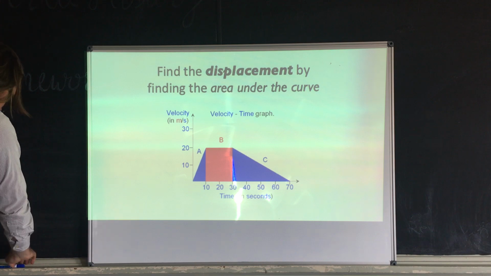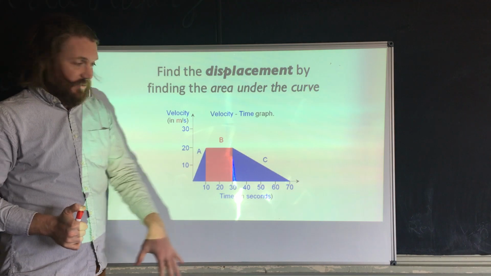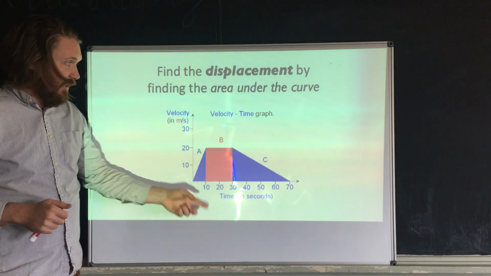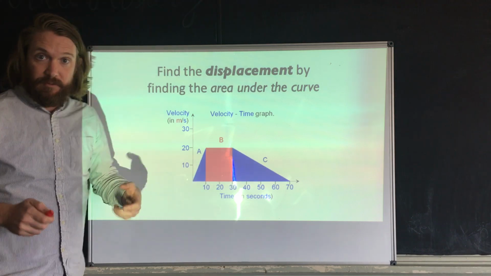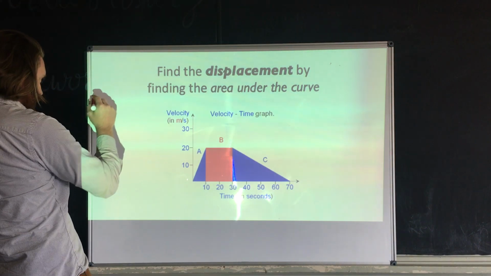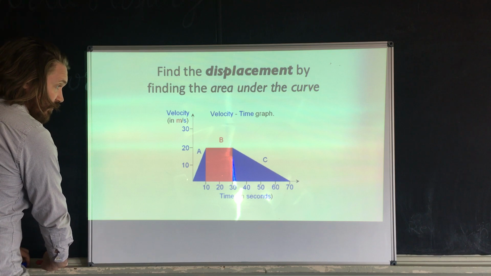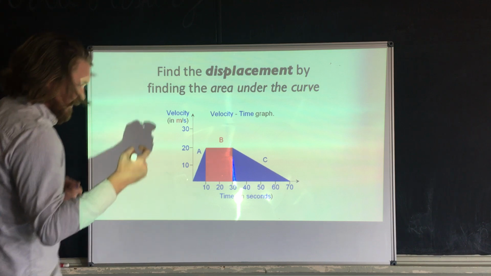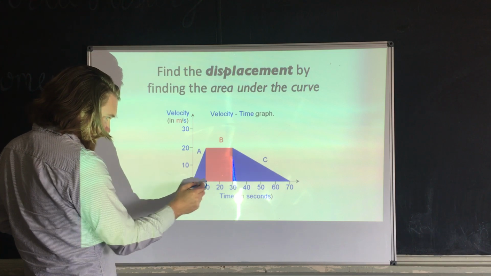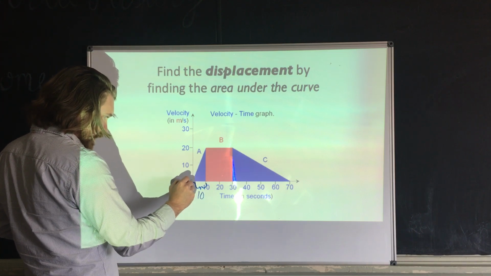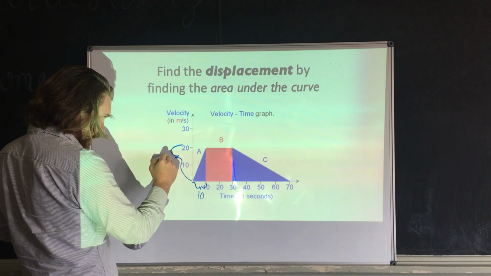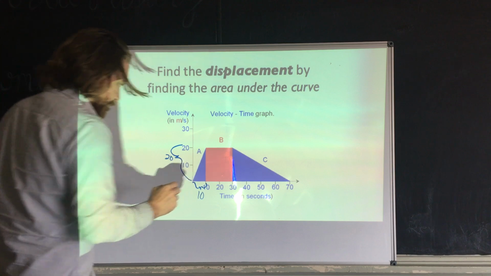Okay, so here, we already drew our lines. We got A, B, and C. This is a velocity versus time graph. So I just got to find the area here to find the displacement, okay? So here we go. We'll do A first. Let's figure out what our base is. The base of A goes from 0 to 10, our base is 10, and our height, from 0 to 20, is 20.